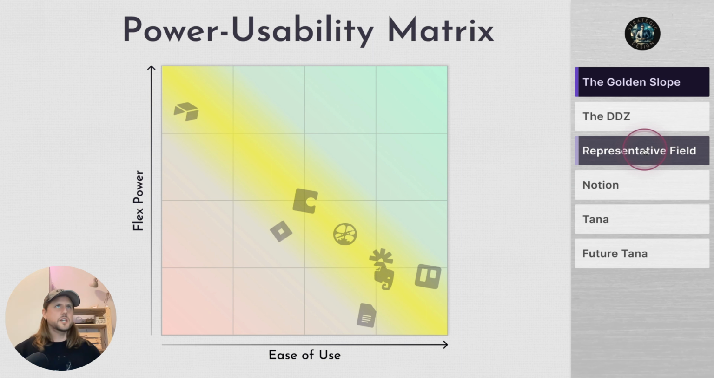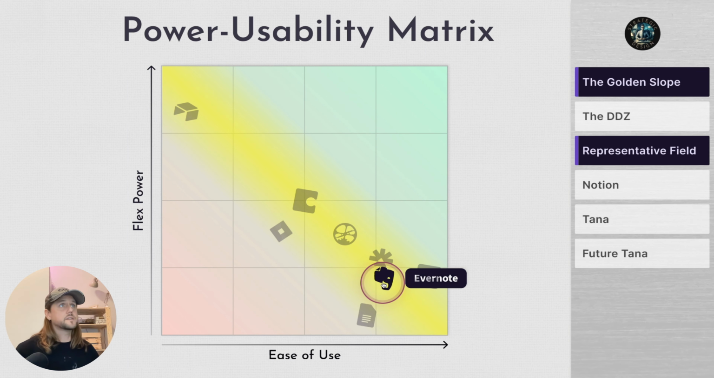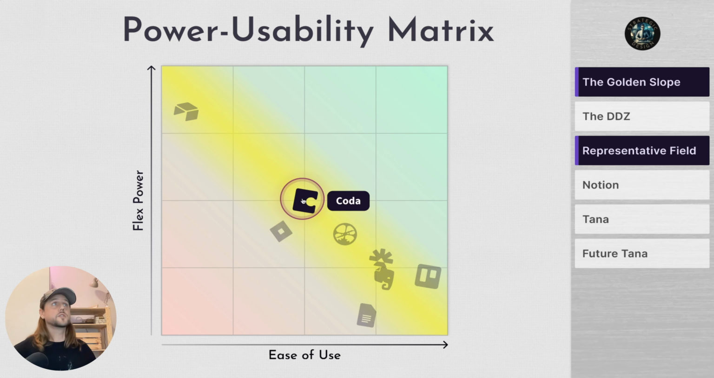So what I'm calling here the representative field is, I picked, how many are there? 1, 2, 3, 4, 5, 6, 7, 8 different products here. We've got Airtable up and to the left, very powerful, one of the least easy to use among all of these. On the other hand, we've got Trello, so intuitive to use. I love that aspect of Trello, not the most powerful. You've also got Google Docs. Yeah, really easy. One of the least powerful, really. Okay, the rest, there's Evernote, RemNote, Roam Research, Jira, and Coda.